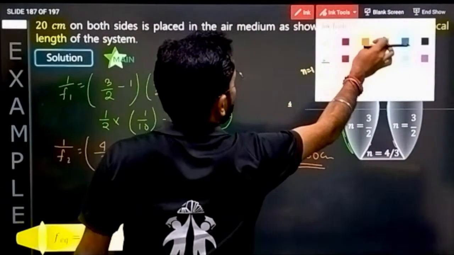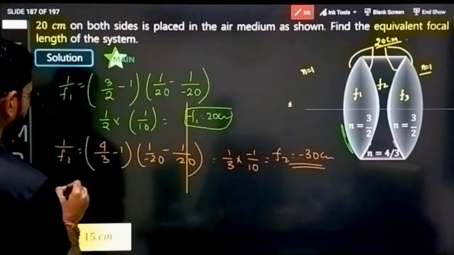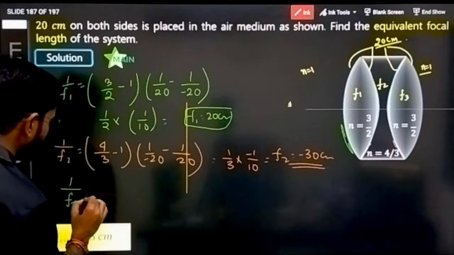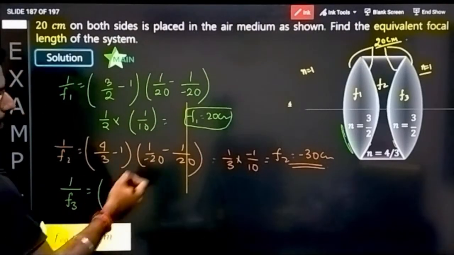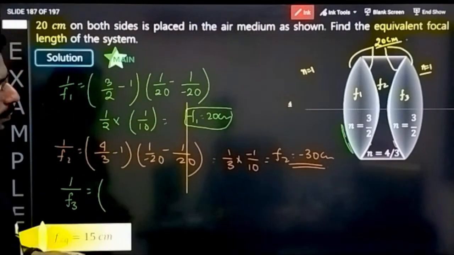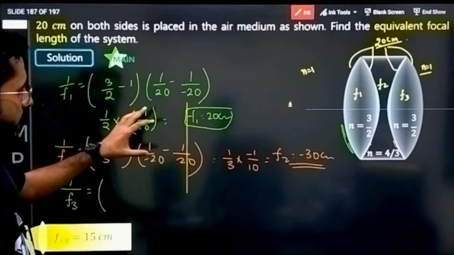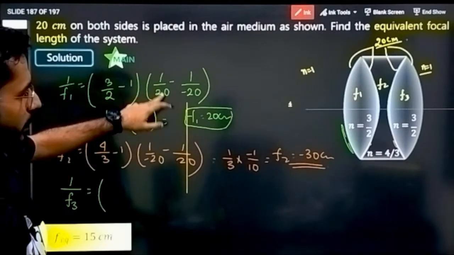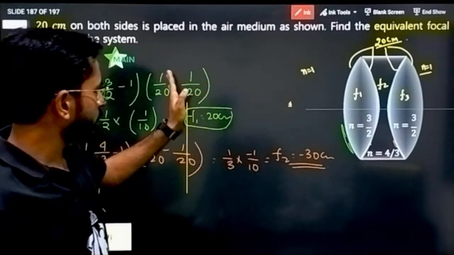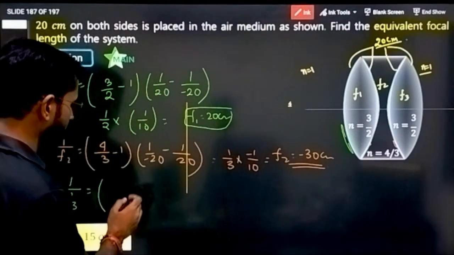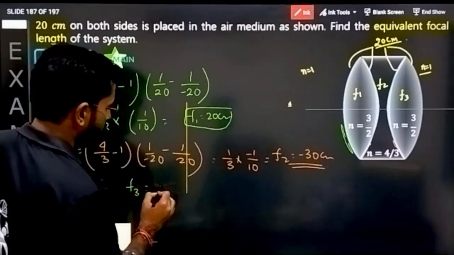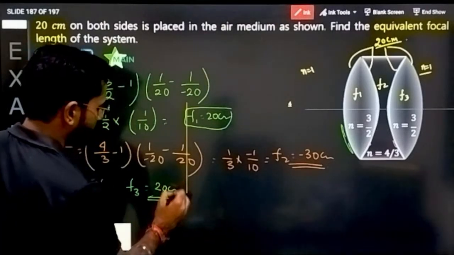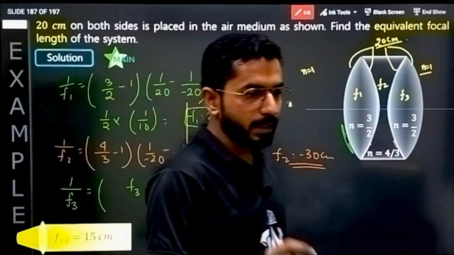Now let's calculate the third one. 1 by f3 is equal to, again you will calculate the same way. Can you say it will have the same answer? f3, because 3 by 2 is also there, minus 1 in bracket, 1 by 20. That is the first one. Then again you take the second one as negative. That means f3 also comes as 20 centimeter.